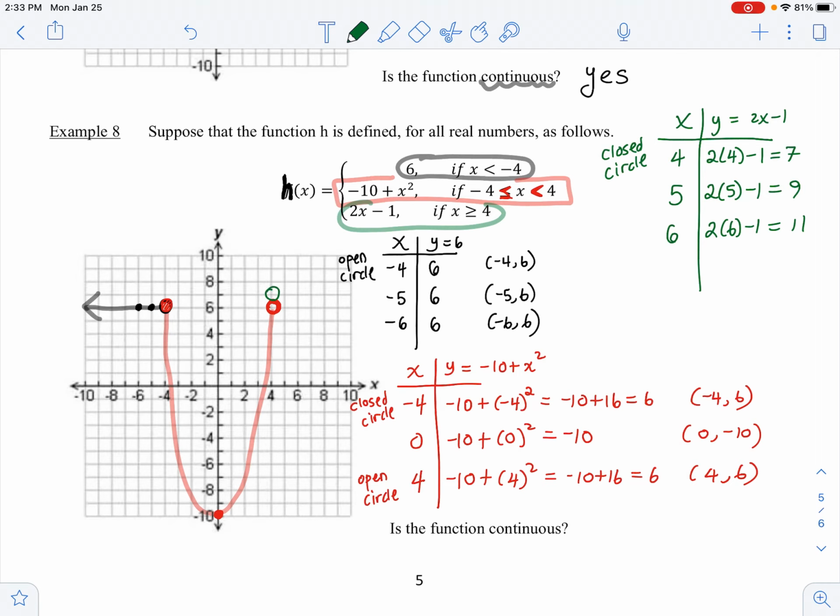Oh my goodness. They're sitting on top of each other, but not completely. My filled-in circle, my closed circle, did not fill in that open circle. So, you know what? This function is not going to be continuous. Next one, 5, 9. 5 to the right, up 9. And the last one that I have is 6 to the right, up 11. I'm out of the graph, but that's enough. I have my third piece going straight up from that closed circle.